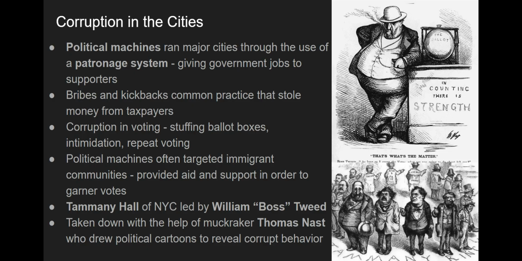And again, Boss Tweed is the most famous of these leaders, but he was certainly not the only one. He was famous for being just super corrupt, stealing a lot of money from the taxpayers, but eventually was taken down by Thomas Nast. He was a cartoonist and an example of a muckraker who drew these cartoons to show the public just what kind of corruption was going on.